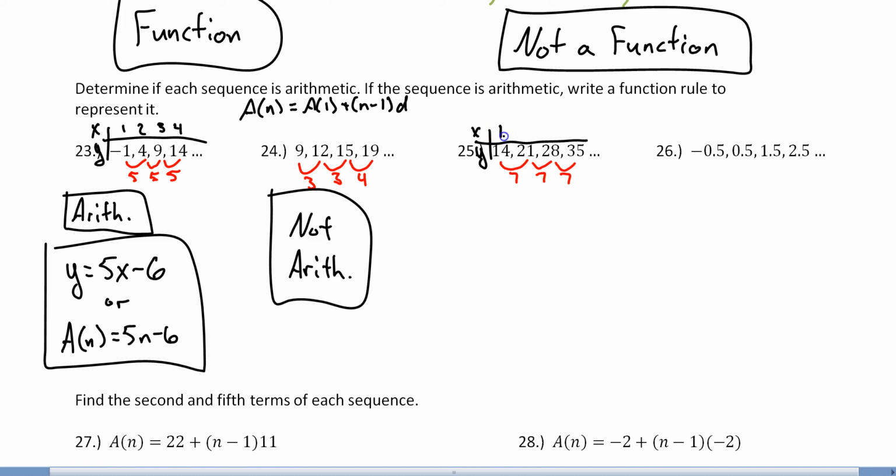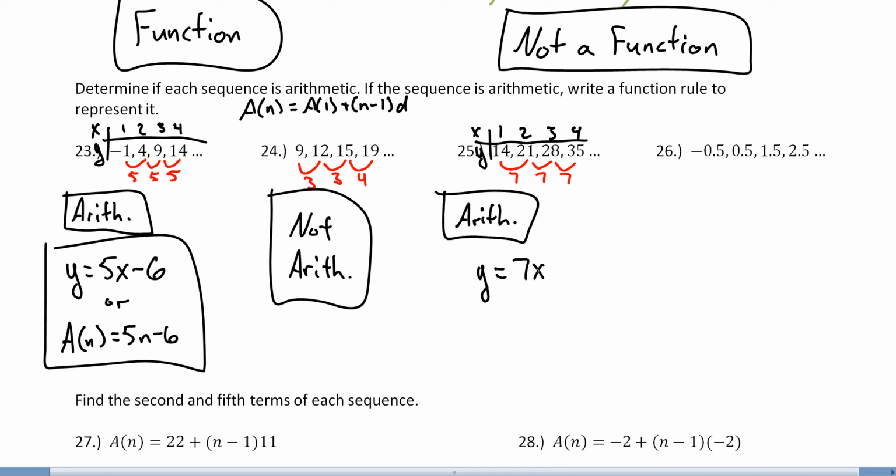This is the first term, second term, third term, fourth term. And then from here, if you think about this, because it's arithmetic, because it's going up by the same thing each time, I know that it's arithmetic, that means it's a linear function, so writing the equation is y equals 7 is what it's going up by each time.